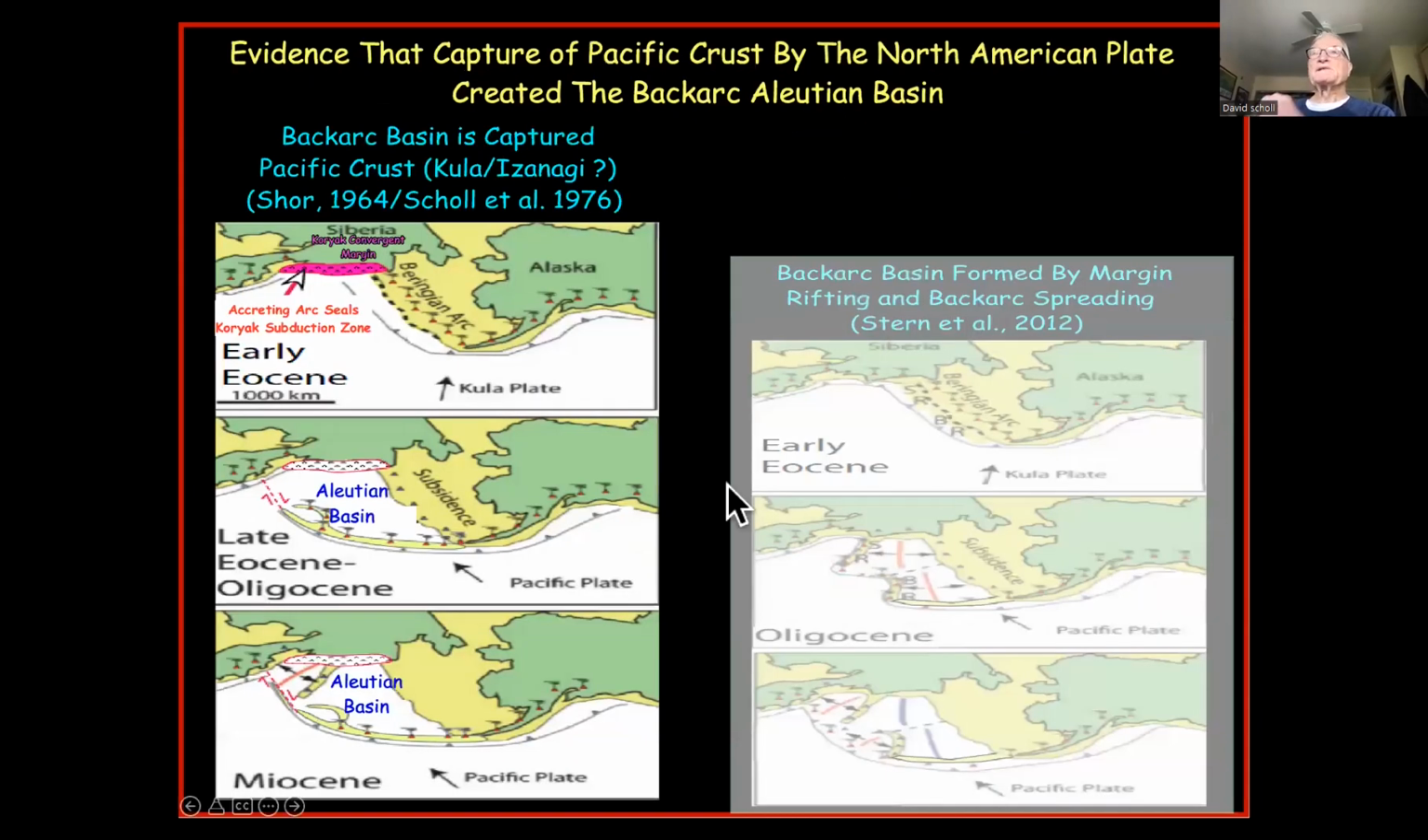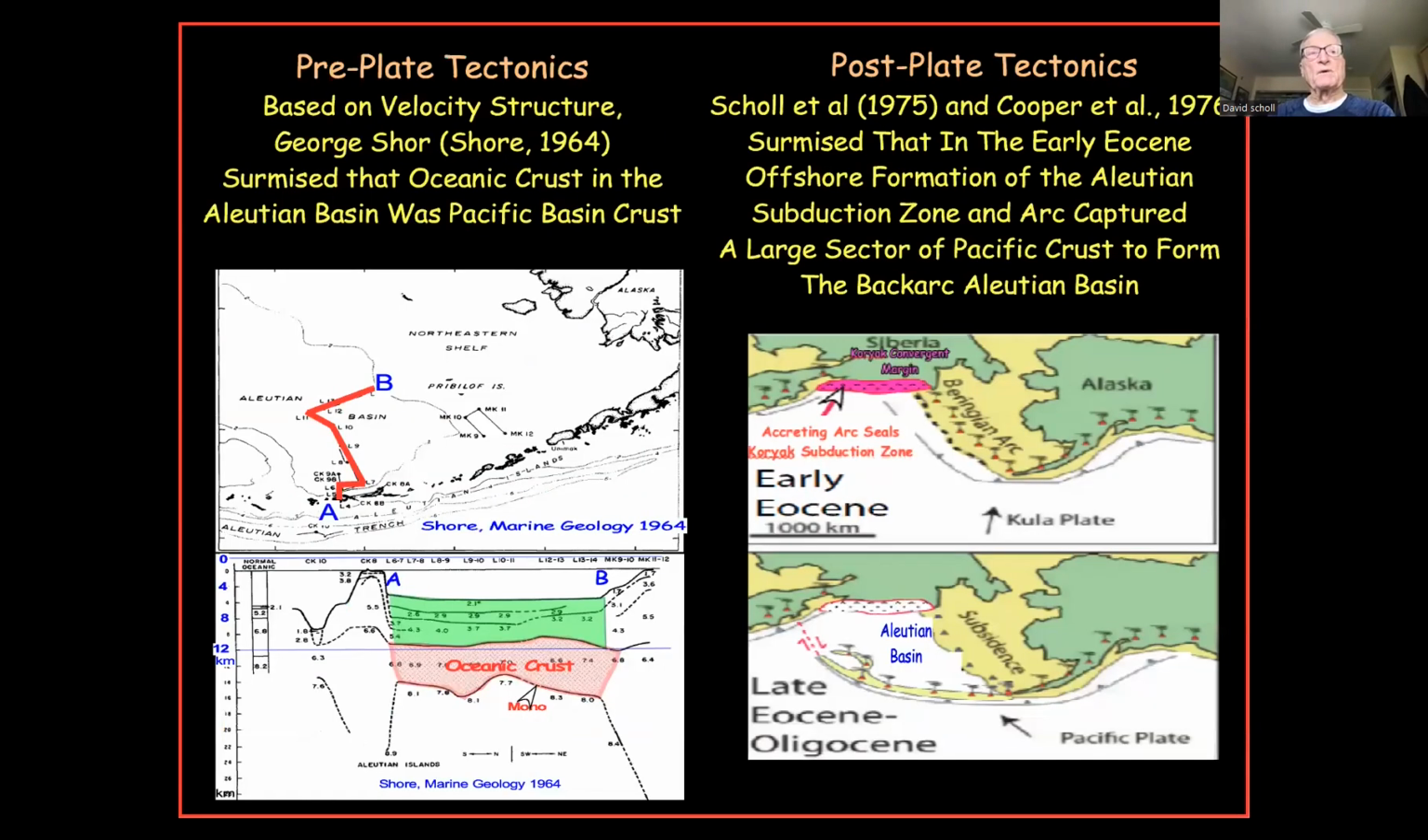So, evidence that capture of the Pacific crust by the North American plate created the back arc basin. The back arc crust is captured Pacific crust. The original idea on this comes from George Shor, not so much the capture idea, but let me show you what George was talking about back in '64.